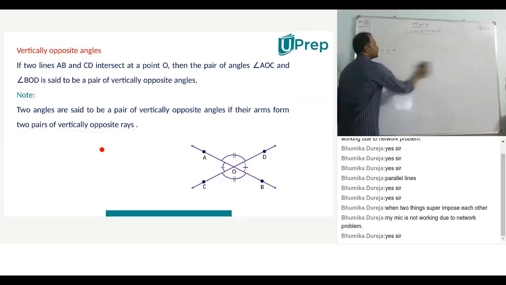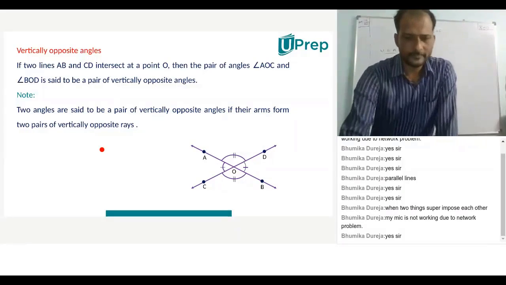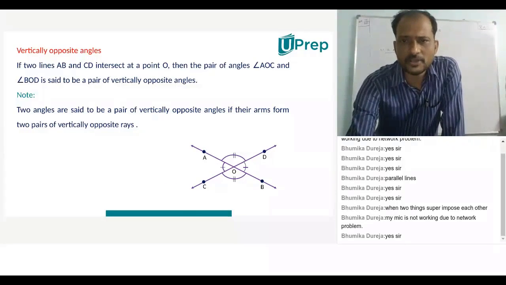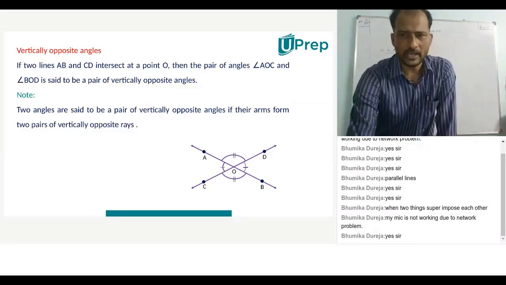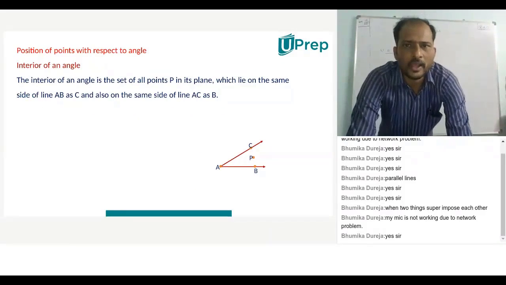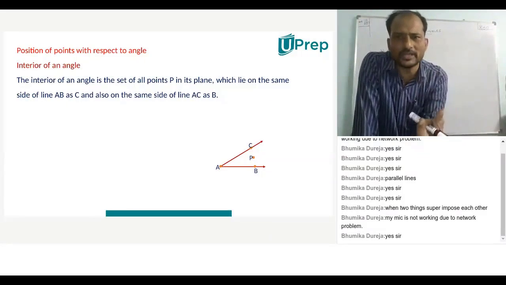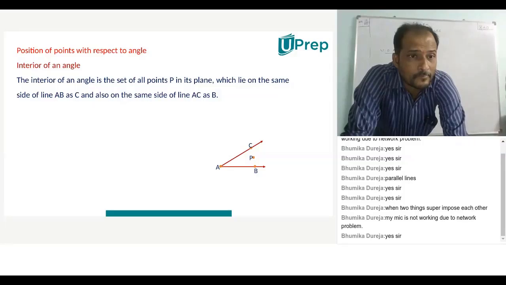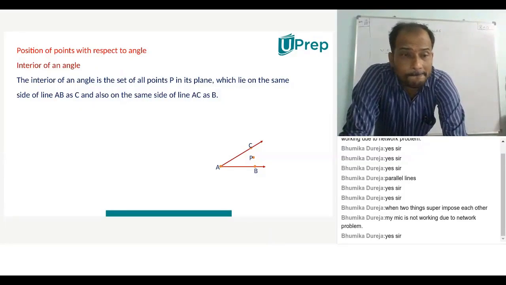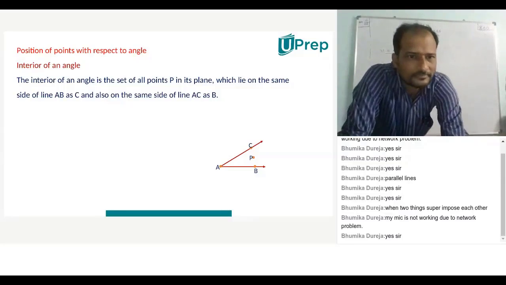Just write down. The measure of vertically opposite angles are always the same. Now my point is, if I ask, how will you show that the vertically opposite angles are equal? Can you guess? Or should I explain? I am asking to show the pair of vertically opposite angles are equal in measure. Then how can you say?